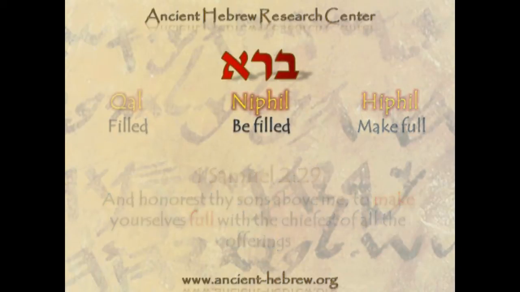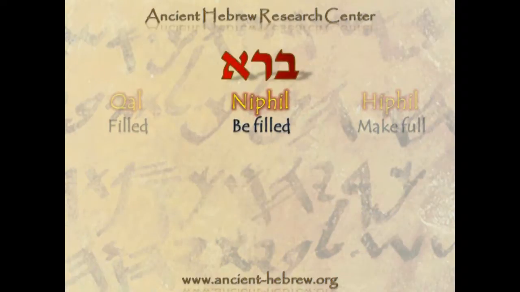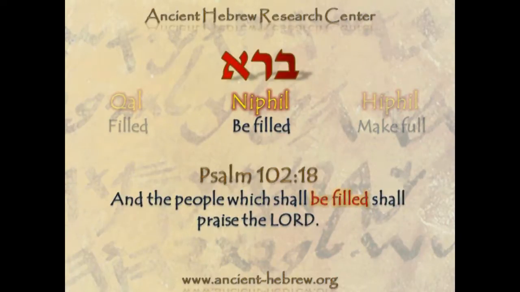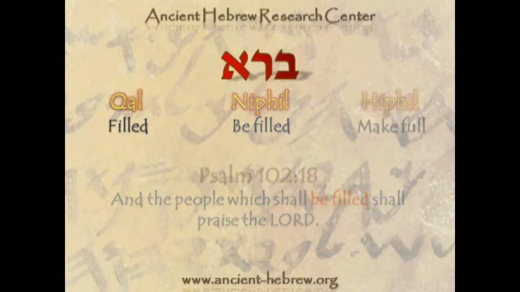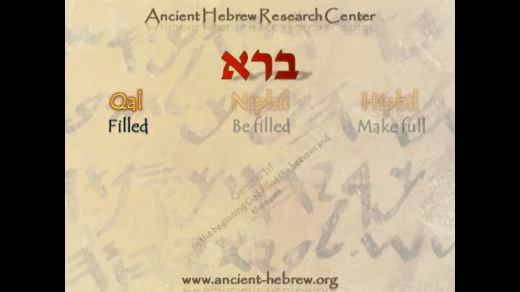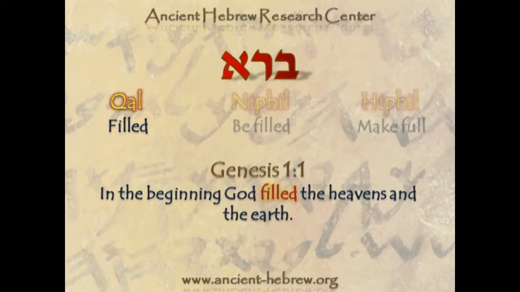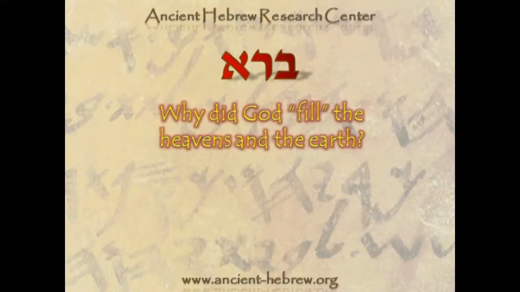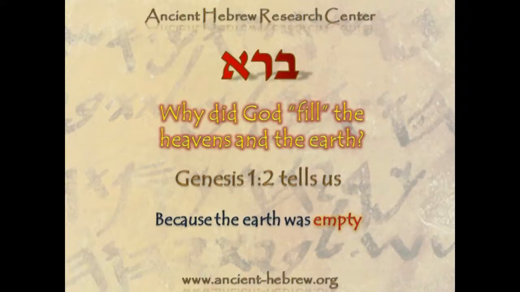Now let's take a look at our verse using the nifal form, Psalms 102 verse 18. "And the people which shall be filled shall praise Yahweh." That makes sense to me as well. And then we look at our call form in Genesis 1 verse 1. "In the beginning, God filled the heavens and the earth." Well, the question might be asked, why did God fill the heavens and the earth? Well, Genesis 1 verse 2 tells us, because the earth was empty.